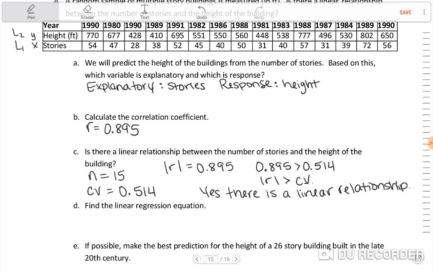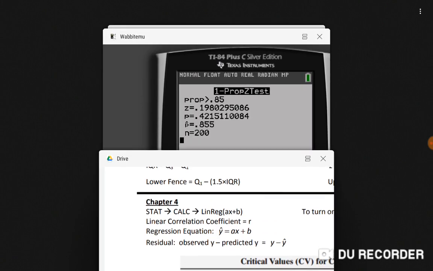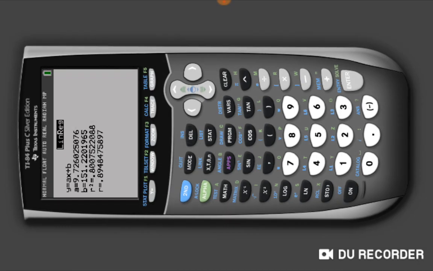Okay, so let's find the linear regression equation. For this one, remember that the regression equation has to be y hat equals. So even though the calculator says y equals, we know that the linear regression equation is a prediction, and it should be y hat. So going back to our calculator, you'll see you've got y equals ax plus b. This is your information right here, other than we know it's y hat, right? Our a is 9.726 or 9.73. I'm just going to go ahead and say 9.73.